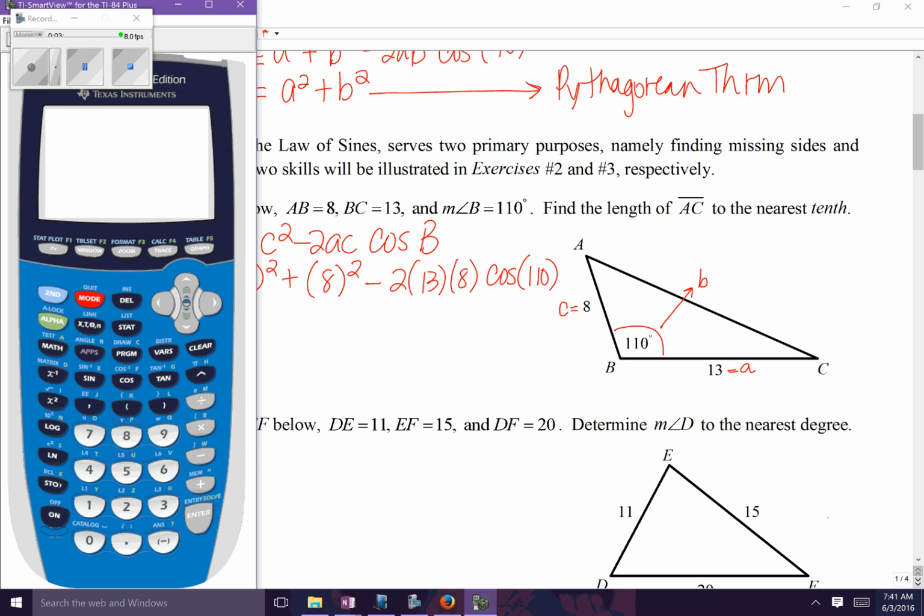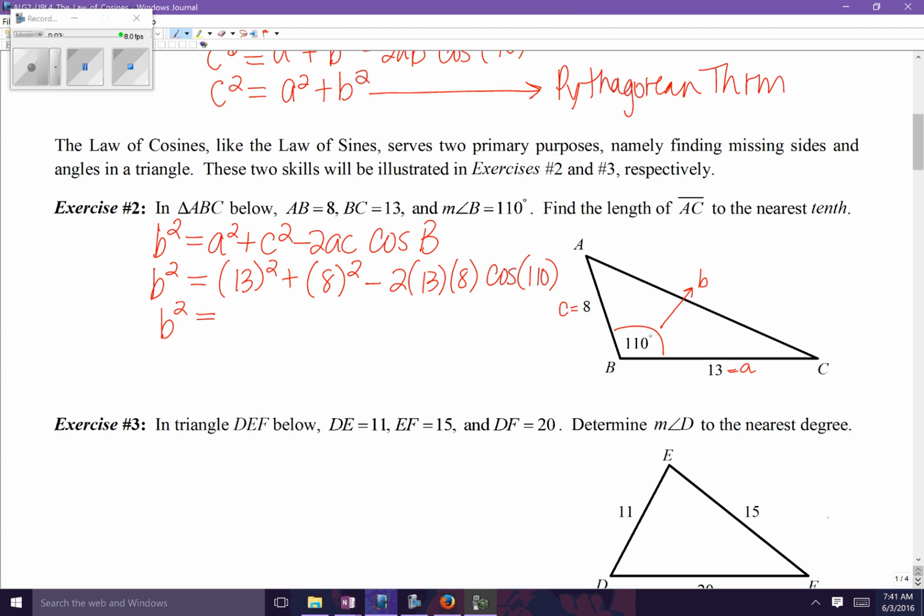So let's make sure that I am in degree mode. Oh, I am in radian mode here. And hit enter. So I should get this value. I'm going to come back here: b squared equals 304.14018898. In order to undo that square, I have to take the square root of both sides. And if I read, it says to the nearest tenth. So I'm going to go ahead and round that to 17.4.